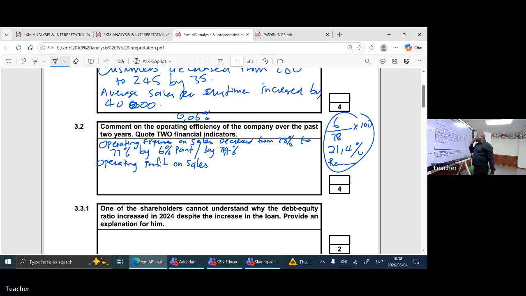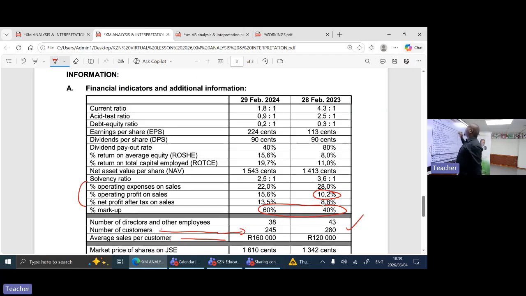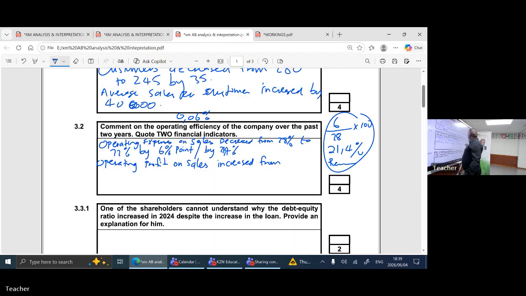So operating profit on sales increased from 10.2% to 15.6%. How many points? Which is the bigger number? 15.6 minus 10.2 is 5.4. So it increased by 5.4 percentage points.